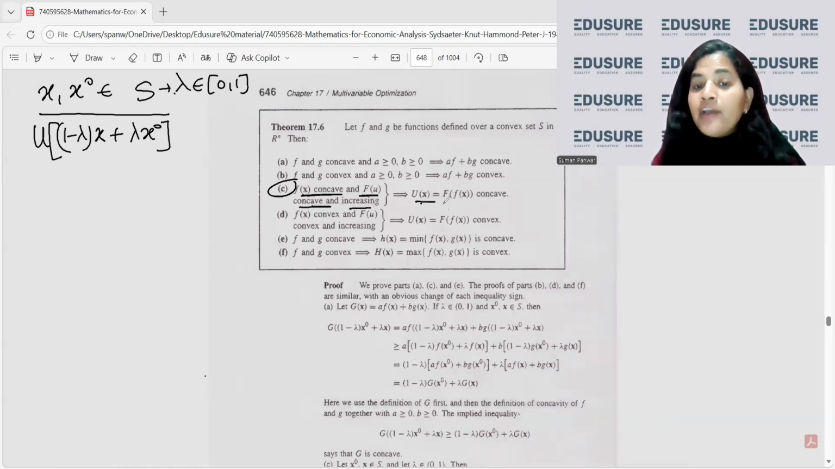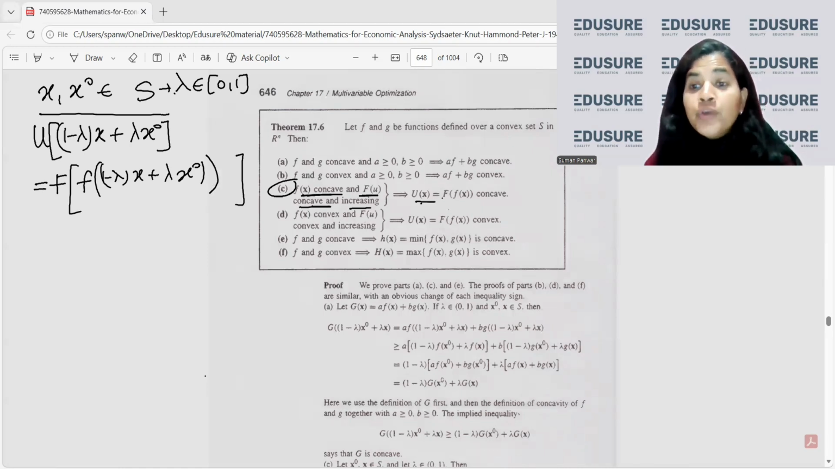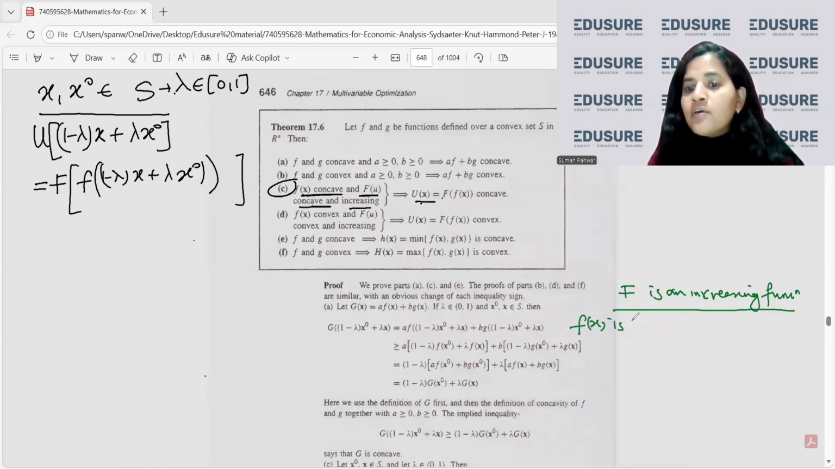Now my u is a composition of capital F and small f. So this is capital F, and then you have small f of (1 minus lambda) x plus lambda x naught. Now I will be doing something which should not be very difficult to understand. We know that capital F is an increasing function, that is given to you, and small f(x) is concave. So what does it mean? It means that f of (1 minus lambda) x plus lambda x naught should be greater than or equal to (1 minus lambda) f of x plus lambda times f of x naught.